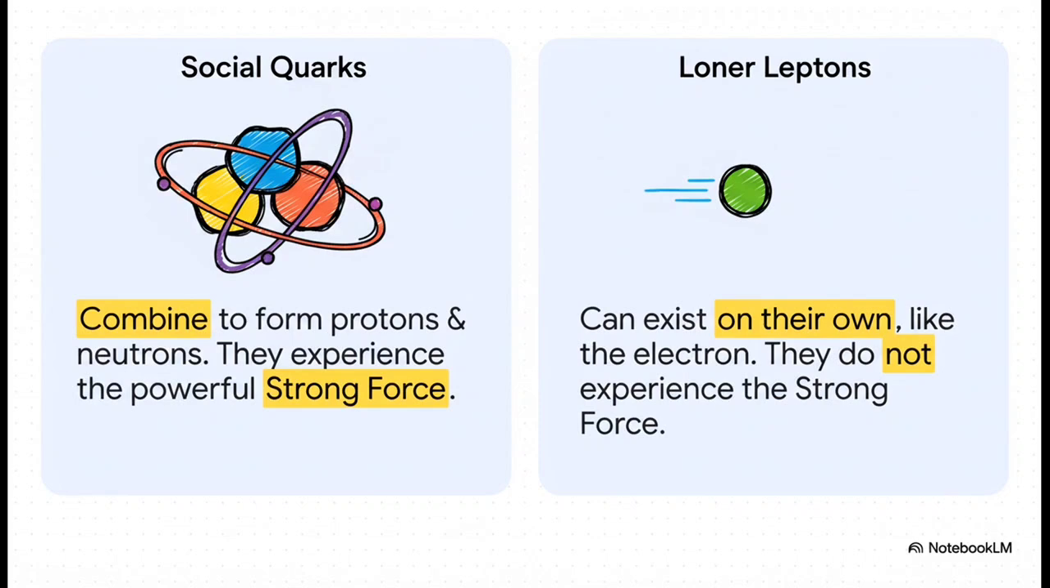So what's the real difference between a quark and a lepton? Well, you can think of it like this. Quarks are the social butterflies of the universe. They are always found in groups, glued together by the incredibly powerful strong force to make things like protons and neutrons. Leptons, on the other hand, they're the introverts. The electron, a lepton, is perfectly happy being on its own. And really, that's the whole deal.